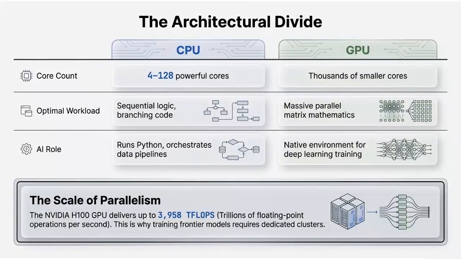If we further look at the architecture, in terms of core count, optimal workload, and AI role, you can see the CPU could have between 4 and 128 powerful cores, while the GPU could have thousands of smaller cores. For optimal workload, the CPU handles sequential logic or branching code, while the GPU handles very massive parallel workloads. For the AI role, the CPU can just run the code or orchestrate data pipelines, while the GPU is the native environment for deep learning training.